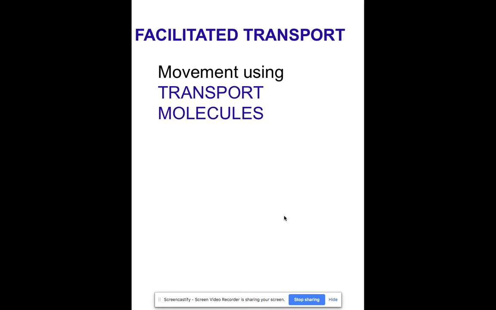The second type of transport we have is facilitated transport. Facilitated means kind of like helping. So we have movement across the membrane, but we're using what we call transport molecules, and they're just like special doors. They don't really have an opening; they're just always open, and things just pass through them. They require maybe just a little bit of energy, but not too much.